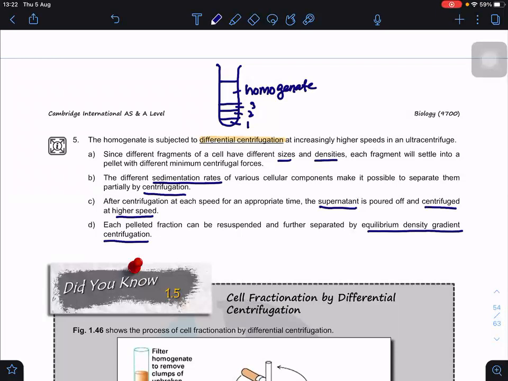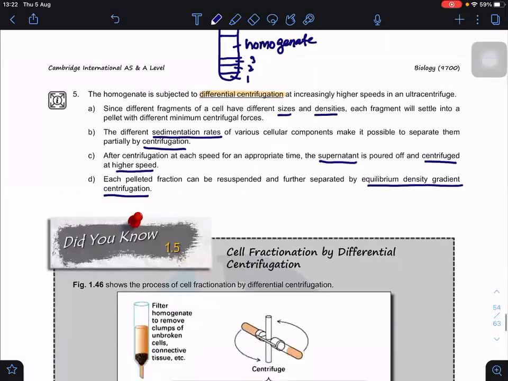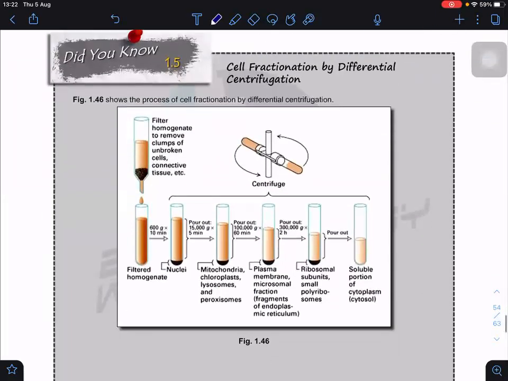So now how do we do this? Let me show you. In this diagram, what we're going to do here is filter the homogenate to remove any clumps or unbroken cells. Then we get this, which we call a homogenate. So first we spin. Can you see that?